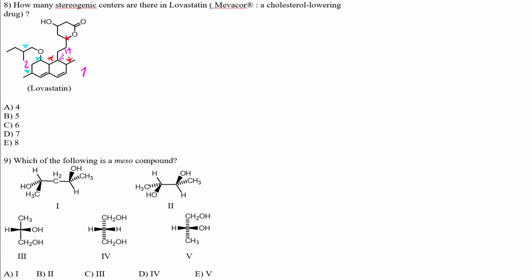And let's see. We have a CH2 right there. That's carbon 3, and that would be 4. So that's going to be a chiral carbon as well.